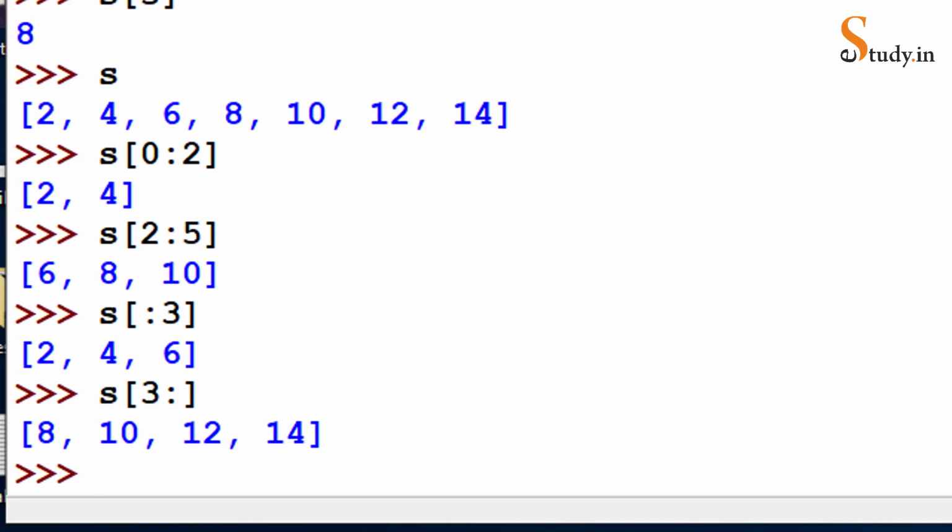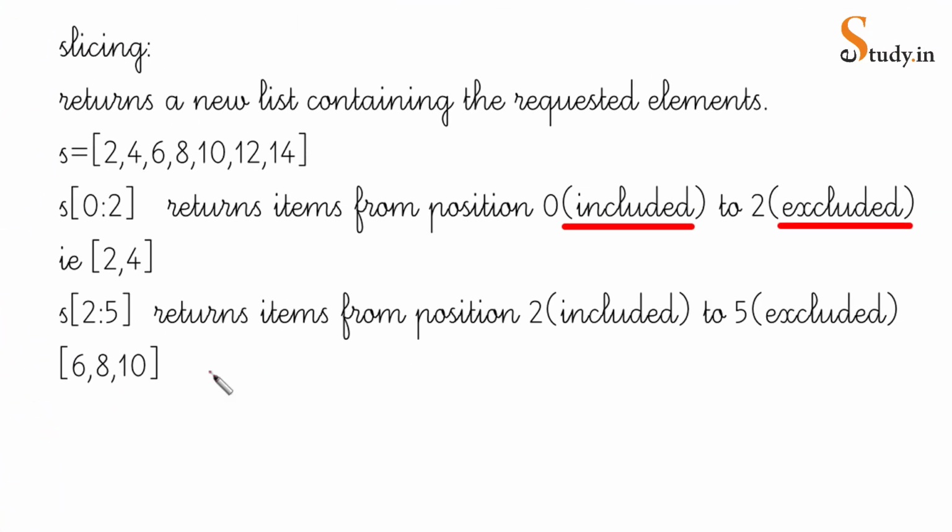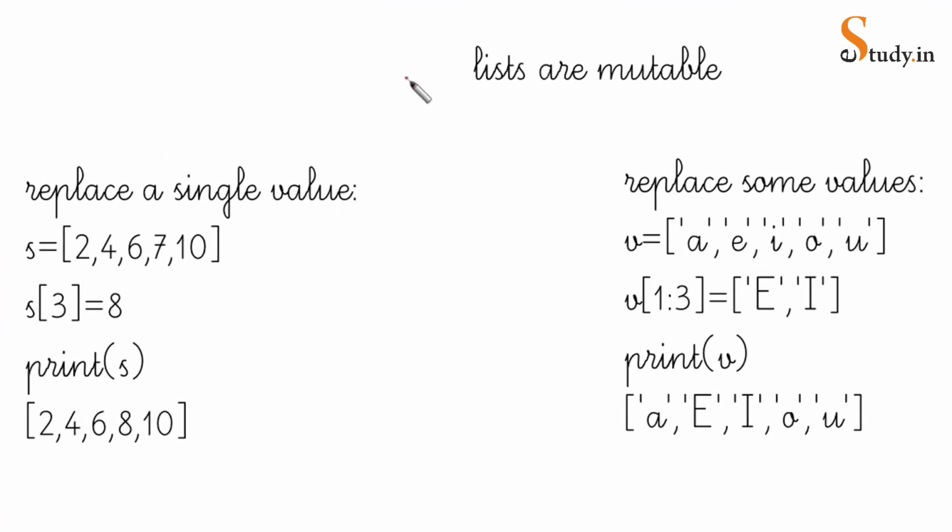Okay. Now, the next thing we want to learn, after slicing, is that lists are mutable. As I told you earlier, lists are mutable means we can change the elements of the list. So we can replace a single value, that means just one value. If we go wrong somewhere, let's suppose we have this list 2, 4, 6, 7, 10. Now, if instead of 7 we wanted 8, we should know which index we want to change. So this is the third index. So we will write S[3] = 8. So now if you print the list, it would have changed.